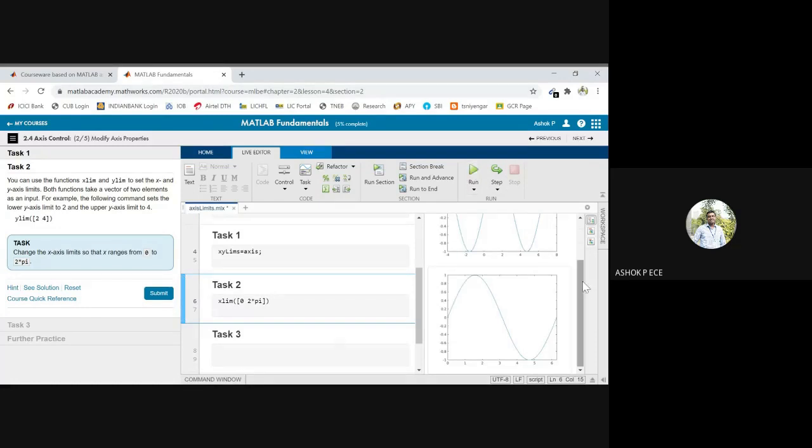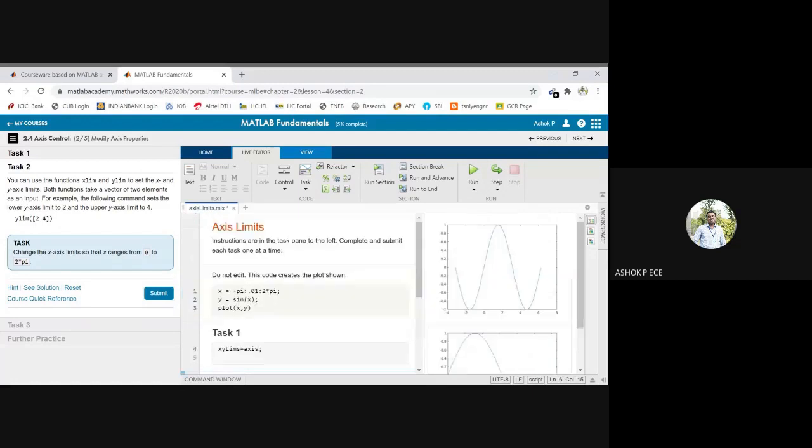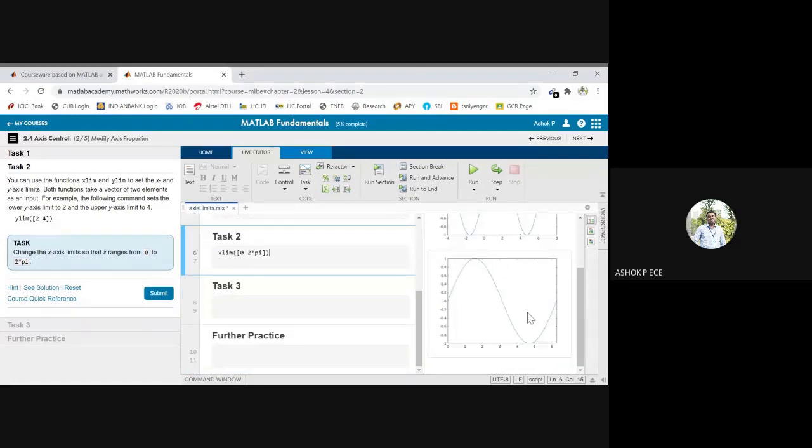Yes, now you can see the difference between the two graphs. In the first graph, the value of x is from minus pi to 2 pi. But in the second graph, I'm showing only a portion of the graph from 0 to 2 pi. So I am just zooming and seeing which area is required for me, and I'm showing only that. That is possible in MATLAB.